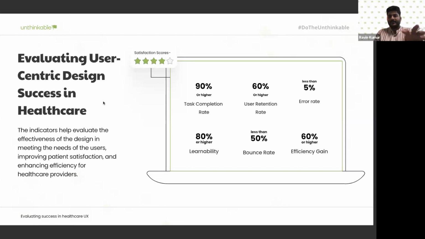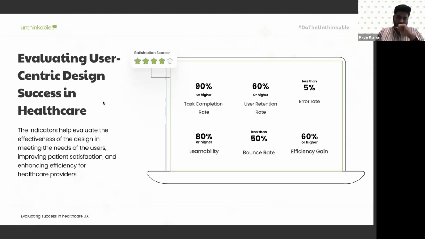Task completion rate is very simple. If you have a golden use case or any use case, you can test those things using your users, and if your task completion rate is above 90%, it is always considered good. User retention rate of 60% and above, if users are actually coming back to your platform, is considered a good sign for your product. And then we have error rate. Let's say your user is trying to achieve something on your product and is making less than 5% errors, that means it's a well designed product.